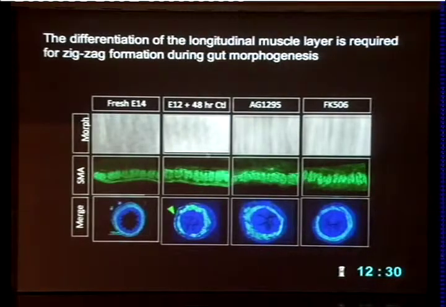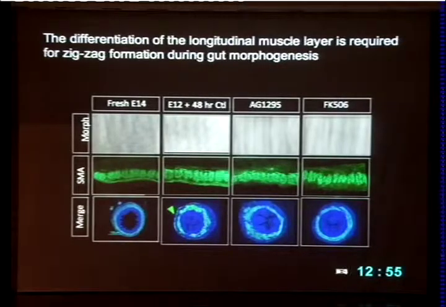If you block the formation of the second smooth muscle layer, that is to say the longitudinal muscles, instead of getting zigzags, this is the zigzags in vivo, these are zigzags cultured, but if you culture with either of the drugs, then you don't form zigzags. So again, the first layer of smooth muscle that's already differentiated is not affected by the drugs. It's only subsequent differentiation that's affected.